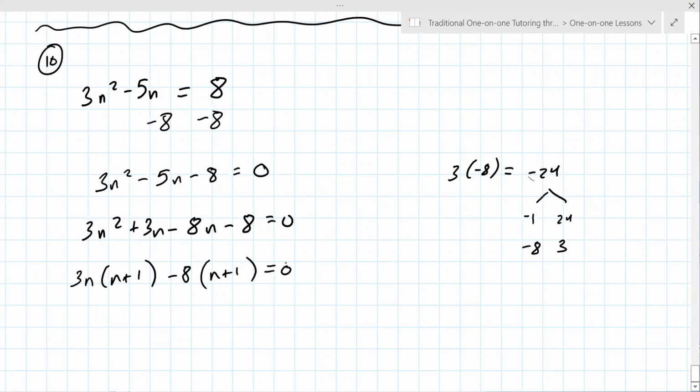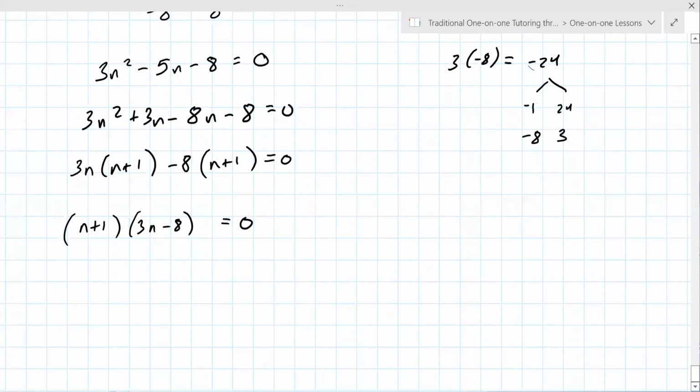Okay, now it's double factoring because you end up factoring out the n plus 1 from both. So it would be n plus 1, because the ones in the parentheses have to be the same. And then you just use the ones from the outside to make their own. n plus 1 equals 0, 3n minus 8 equals 0.